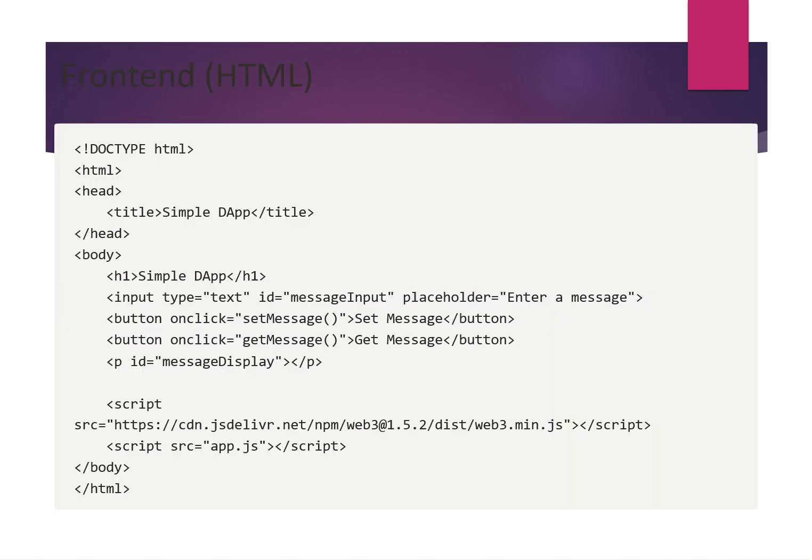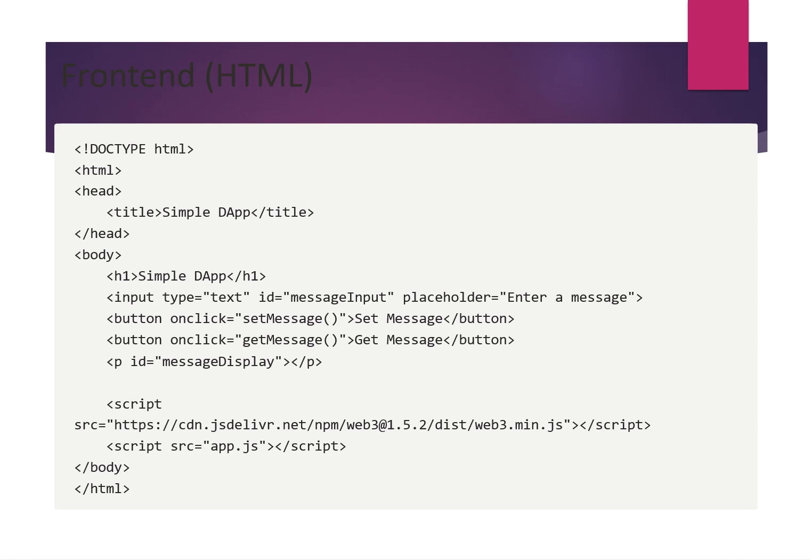So here is our HTML front-end code. I'll explain this code to you line by line. The first line declares the document type and version of HTML being used. The second line opens the HTML document. The third line opens the head section, which contains meta information about the document. The fourth line sets the title of the web page, which appears in the browser tab. The fifth line closes the head section.